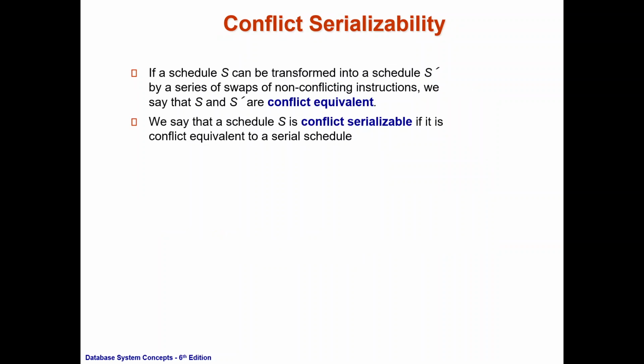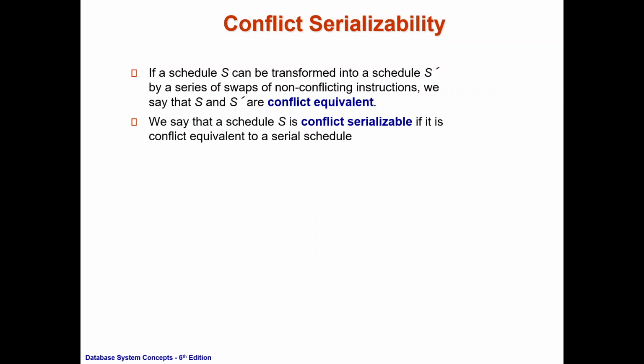Then what is called conflict serializability? If a schedule S can be transformed into a schedule S dash by a series of swapping, that means an operation is swapped here and there, then we call it conflict equivalent. We say that schedule S is conflict serializable if it is conflict equivalent to a serial schedule.